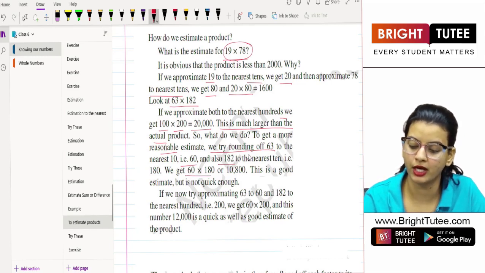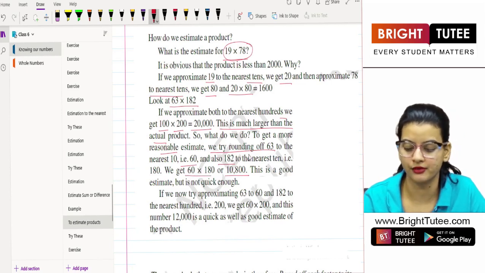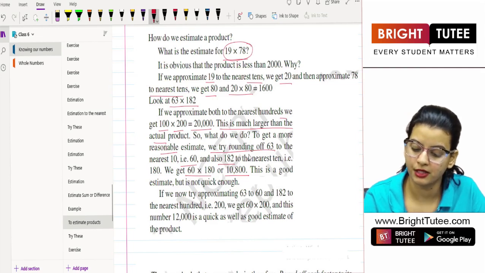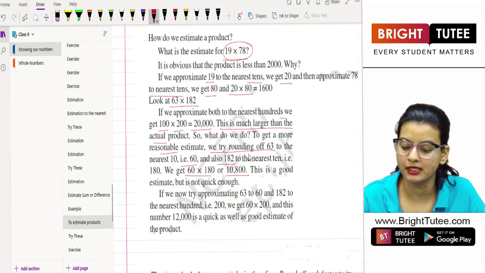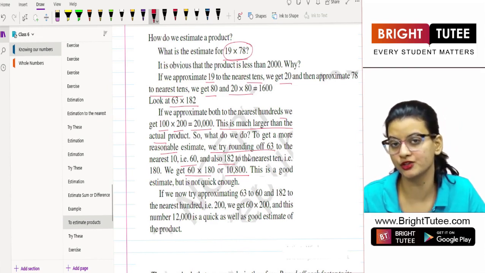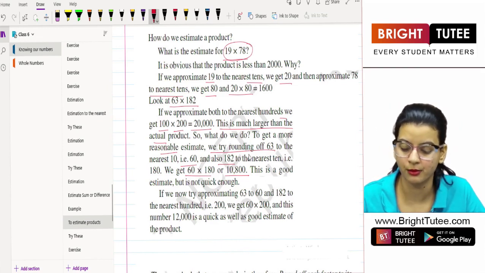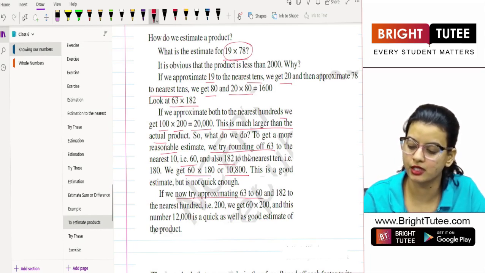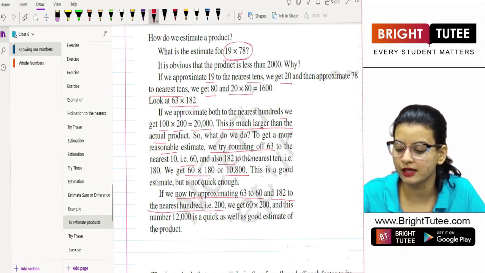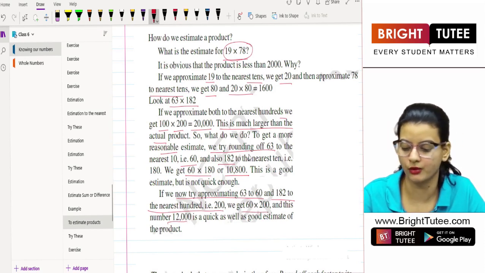Now 60 into 180 is 10,800, and this is a good estimate, but it is not quick enough, right? Because we have to multiply 60 into 180. So basically we have numbers over here to multiply. If we now try approximating 63 to 60 and 182 to the nearest 100, that is 200, then we get 60 into 200, and this is 12,000.